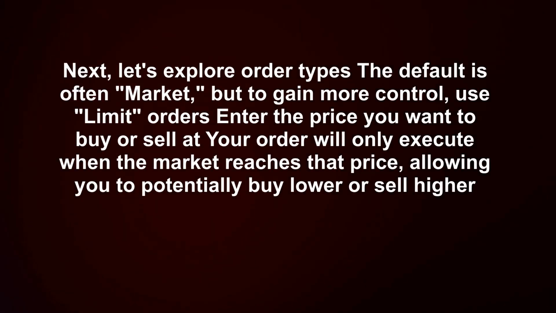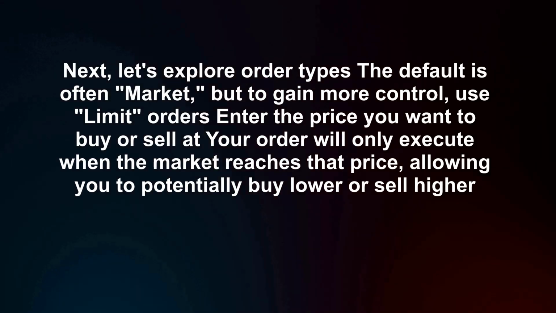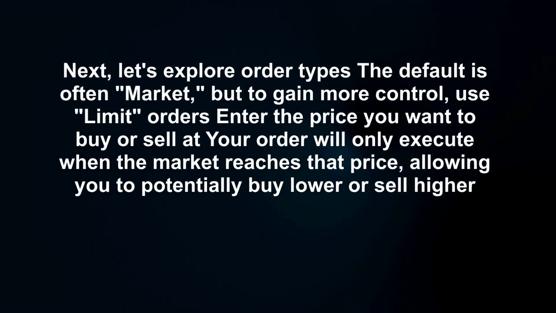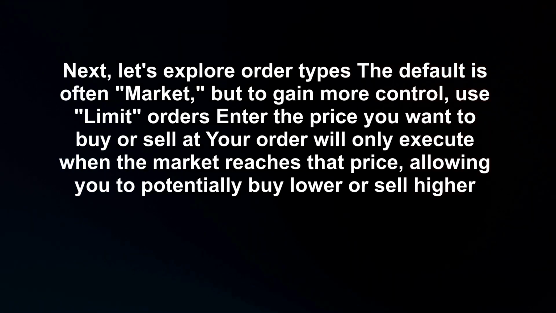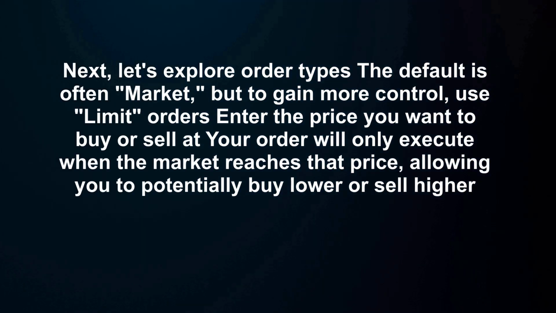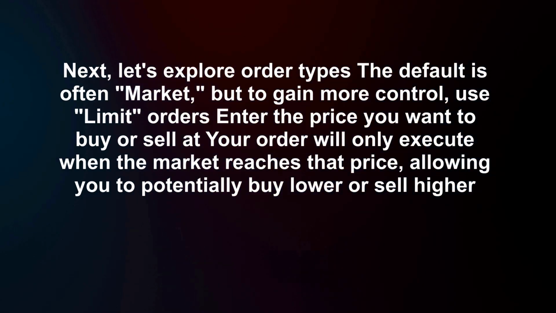Next, let's explore order types. The default is often market, but to gain more control, use limit orders. Enter the price you want to buy or sell at. Your order will only execute when the market reaches that price, allowing you to potentially buy lower or sell higher.